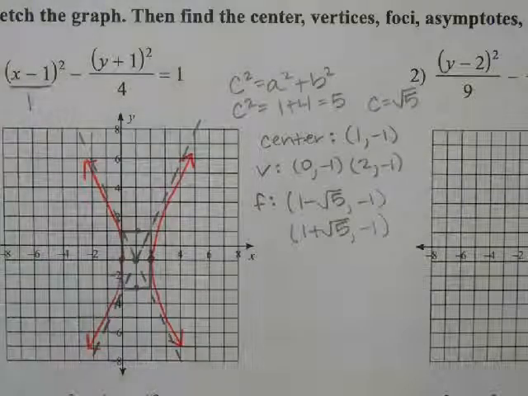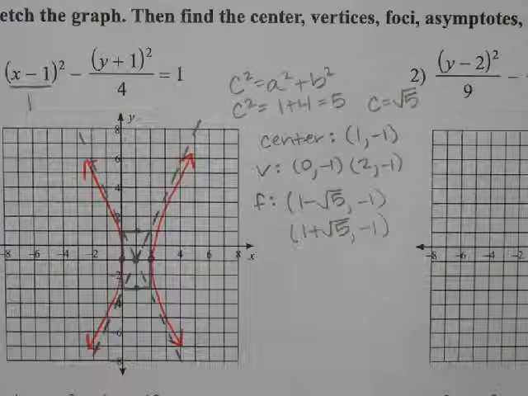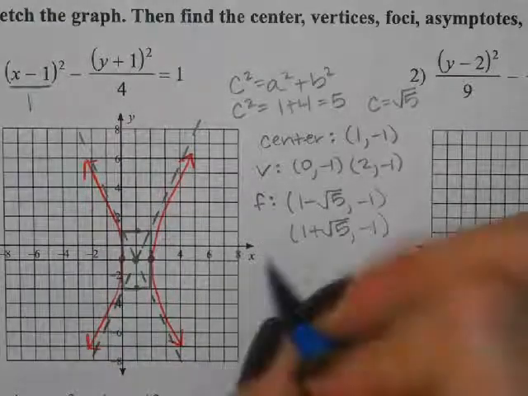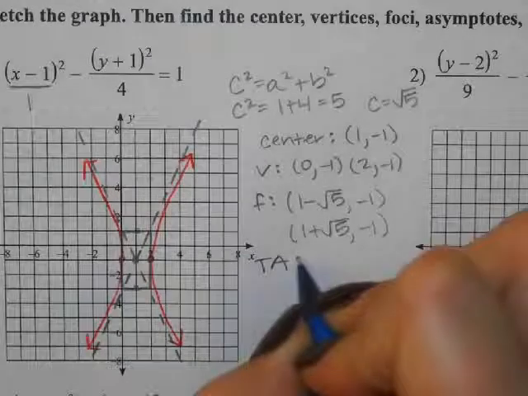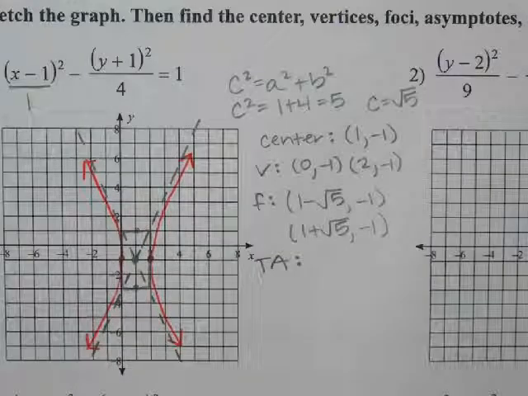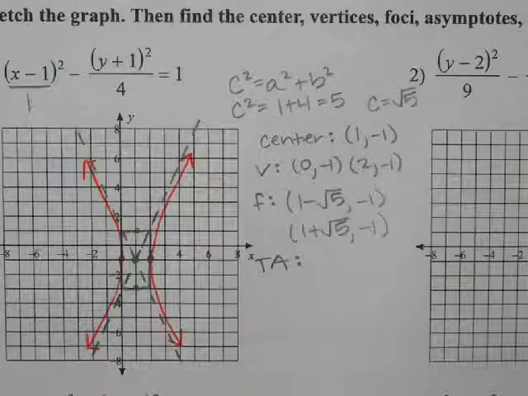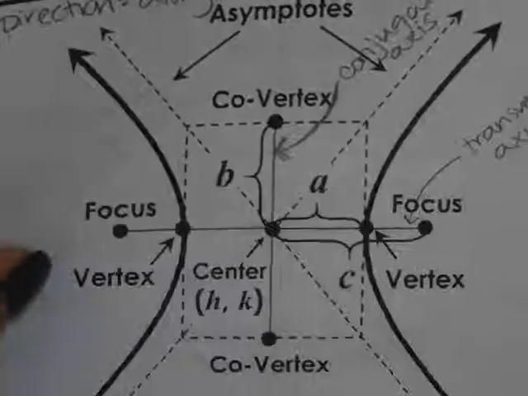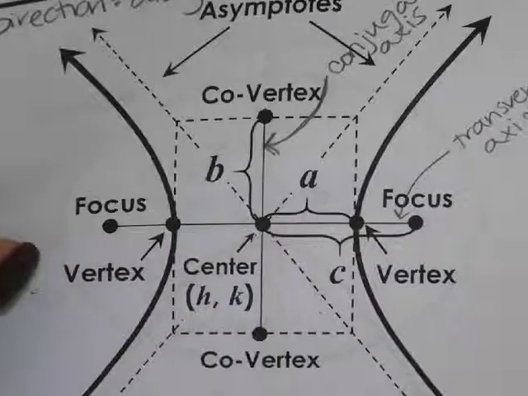All right, what else do we have to find? The asymptotes and the transverse axis. I'm going to go ahead and do that next. So transverse axis, which one is that? So we're looking at this part of our notes. Which axis is the transverse one?